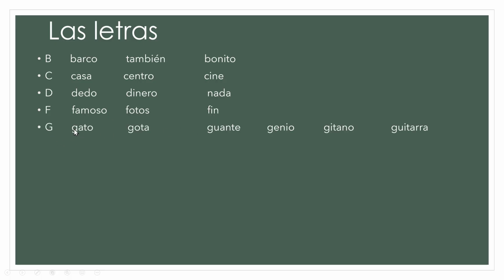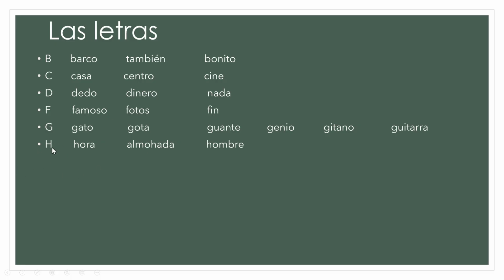G. This one also has two sounds. Strong sound, gato, gota, guante. If it goes next to an E or an I, then it has a soft sound. Genio, gitano. So anytime you have the G-U-I or the G-U-E, then it's going to sound ge or gi. In this case, guitarra.